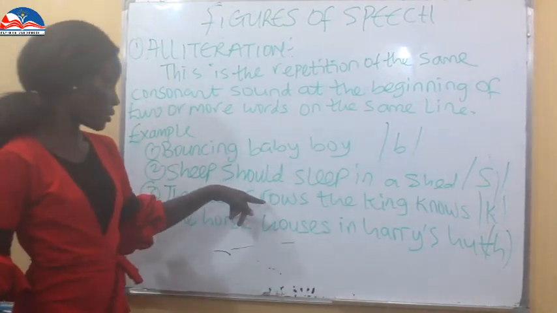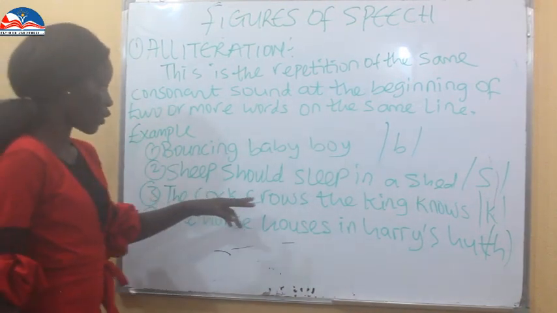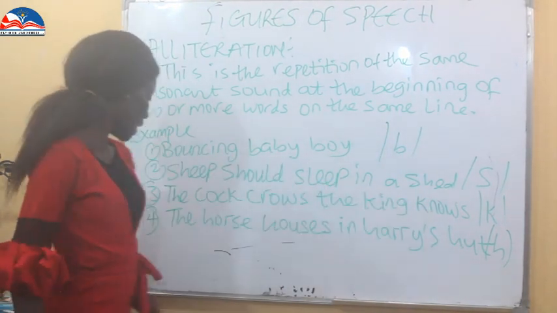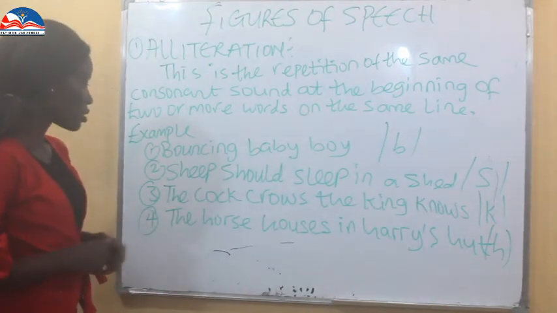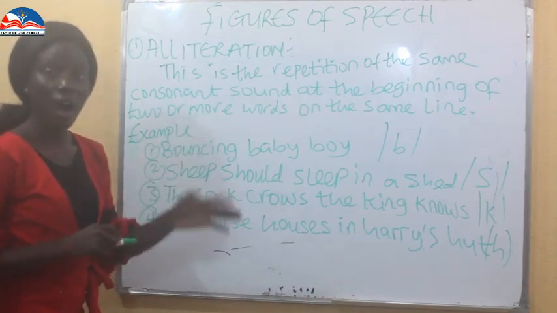Then the next one, the cock crows, the king knows. They are having what? The repetition of what? The consonant K. The last one, the horse houses in Harry's hut.